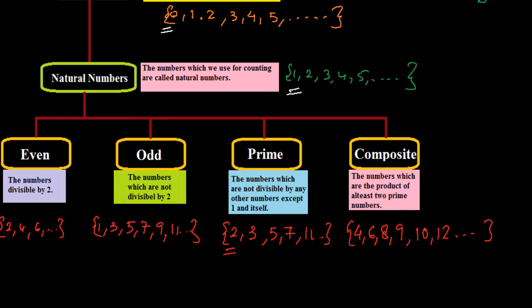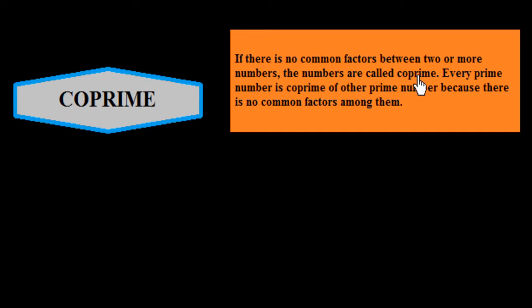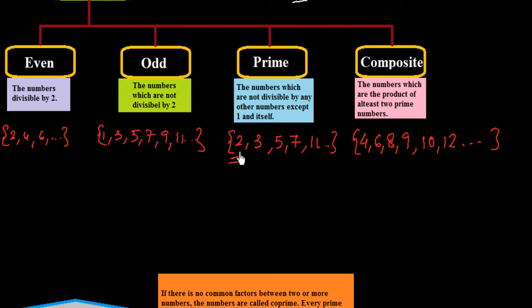So we have seen the number tree in this way. Now let us study the co-prime numbers. If there are no common factors between two or more numbers, the numbers are called co-prime. Every prime number is co-prime to the other prime numbers because there are no common factors among them. Look at the prime numbers here: 2, 3, 5, 7, 11. You see 2 and 3 are co-prime because there is no common factor except 1. 3 and 5 are also co-prime to each other. 5 and 7, 7 and 11, 5 and 11, 3 and 11, these are all co-prime to each other.